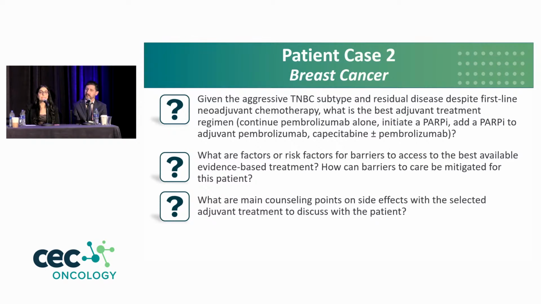The OlympiAD trial looked at olaparib in the metastatic setting for breast cancer, and olaparib outperformed capecitabine in that setting. So we are extrapolating information from the metastatic setting in patients with germline BRCA mutation breast cancer. So that's what we are favoring. We are favoring olaparib over capecitabine, and we are combining this with pembrolizumab.